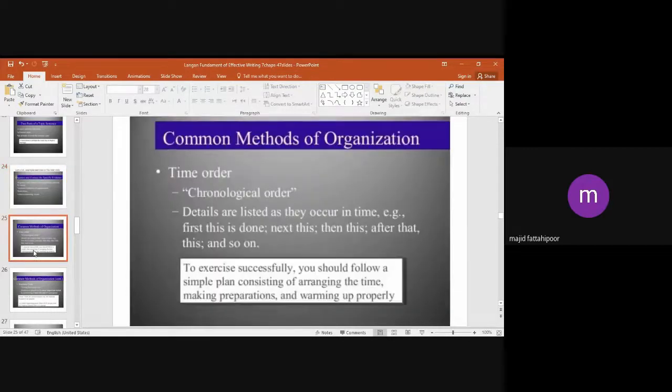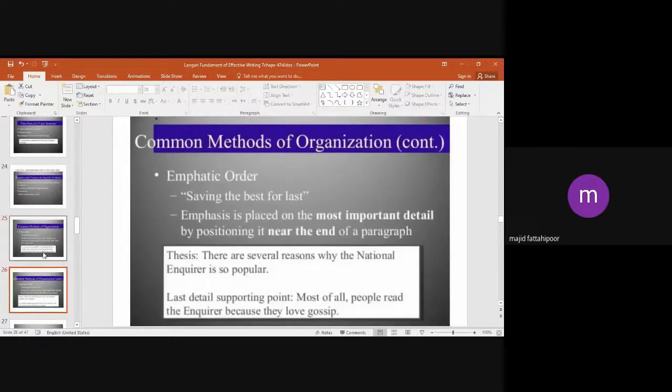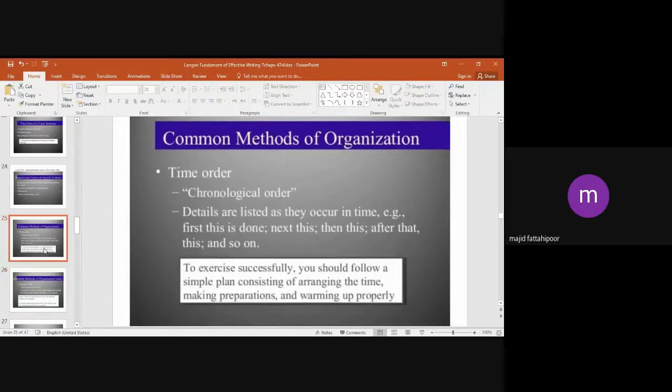So what about the other common methods of organization? There is a common method called chronological order, and another one which is emphatic order. Chronological order means time order. Chrono means time, and logical means logical in terms of time. For example, if something happens first, it should come first in your writing. If something happens next, it should come next in your writing, and so on. So you can signal this in your writing by using those words.